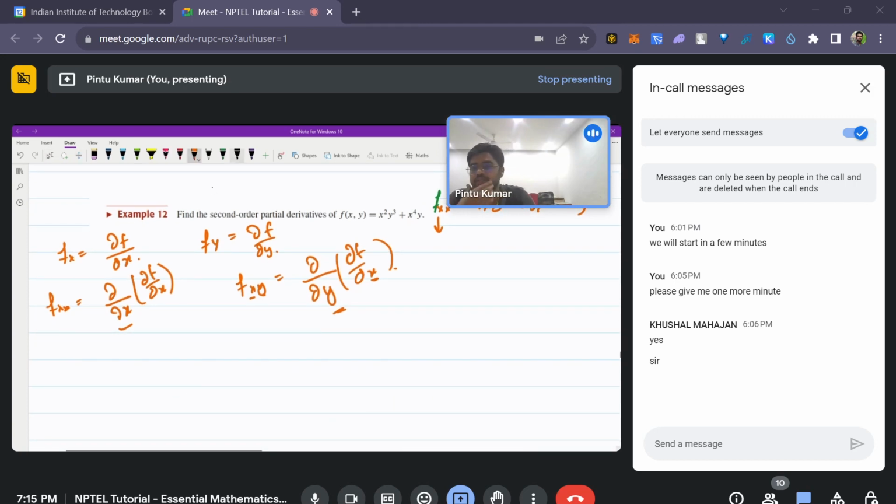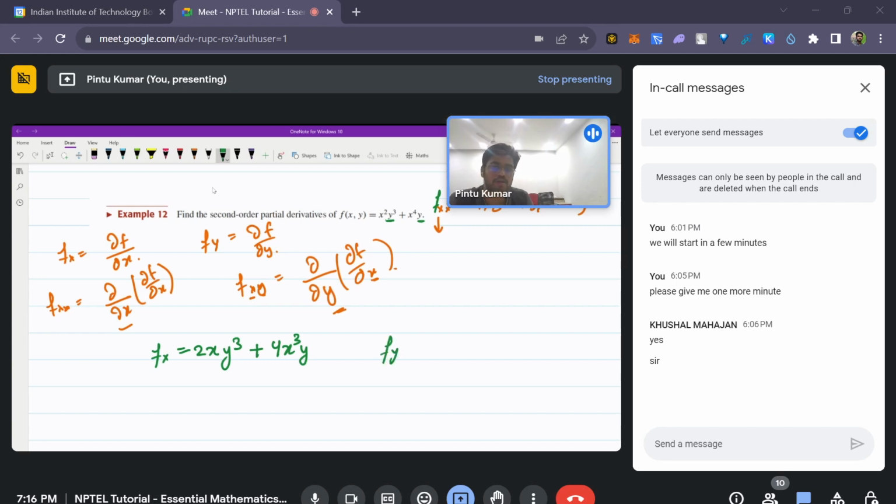Now let's look at this particular example. We want to find all the second order derivatives. So first begin with the first order derivatives. What is f of x for this? We will treat y as constant. Then the first term is 2x into y cube because y is treated as constant, and the second term is 4x cube y. Okay.